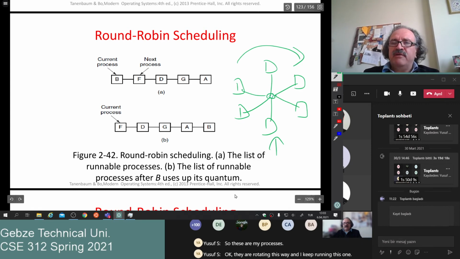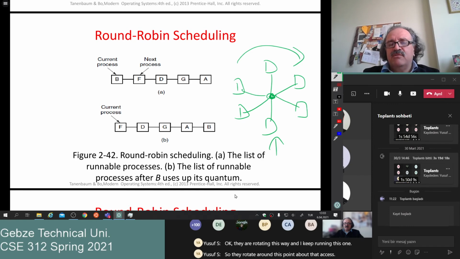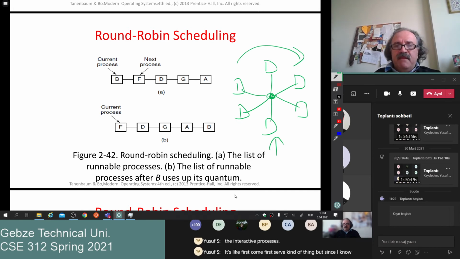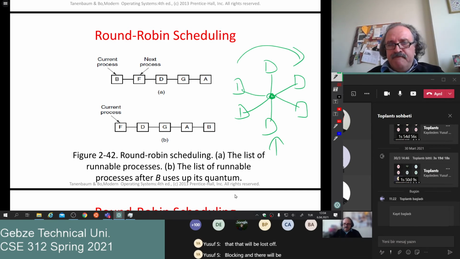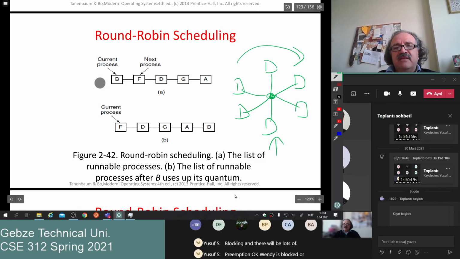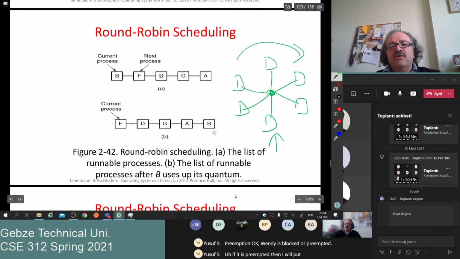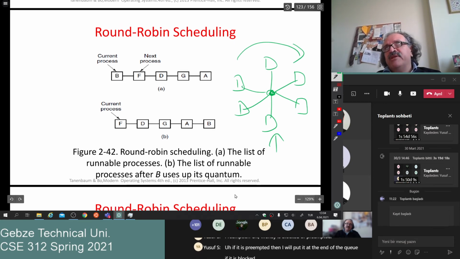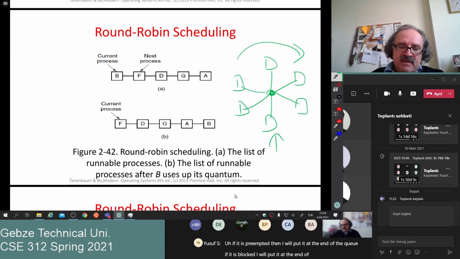So they rotate around this point, about that axis, and this is called round robin scheduling for the interactive processes. It's like first come first served kind of thing, but since I know that there will be lots of blocking and lots of preemption, when B is preempted, I will put it at the end of the queue. If it is blocked, I will put it at the end of the blocked queue.